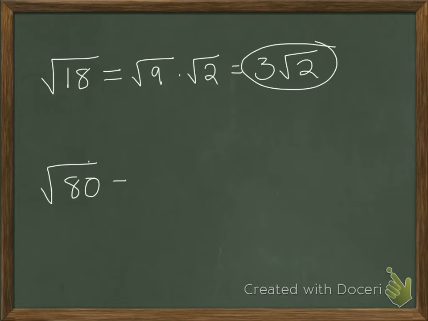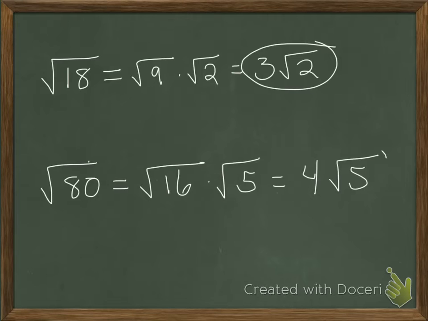And then for 80, I could simplify that to be the square root of 16 times the square root of 5. And I know the square root of 16 is 4. And the square root of 5 is a decimal, so I will leave that as the square root of 5. So the square root of 80 is 4 square roots of 5.